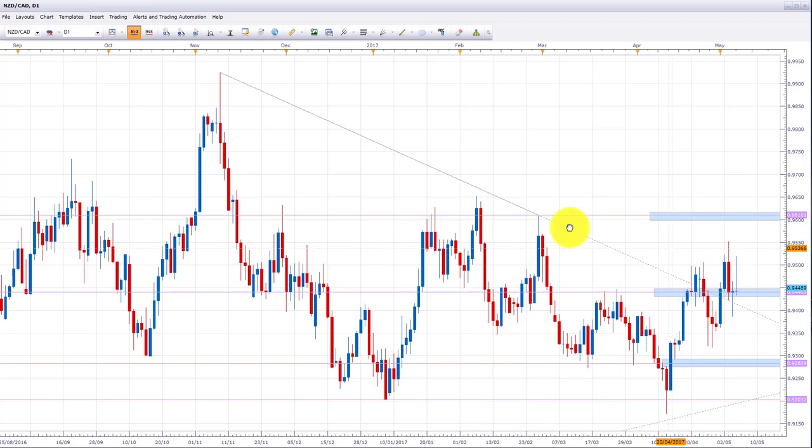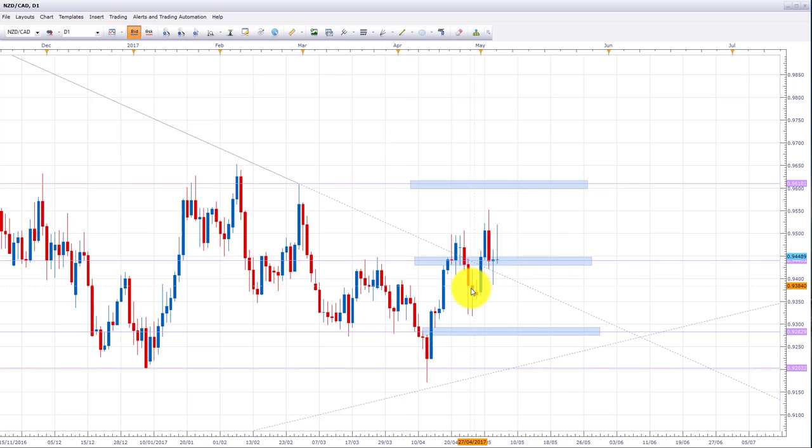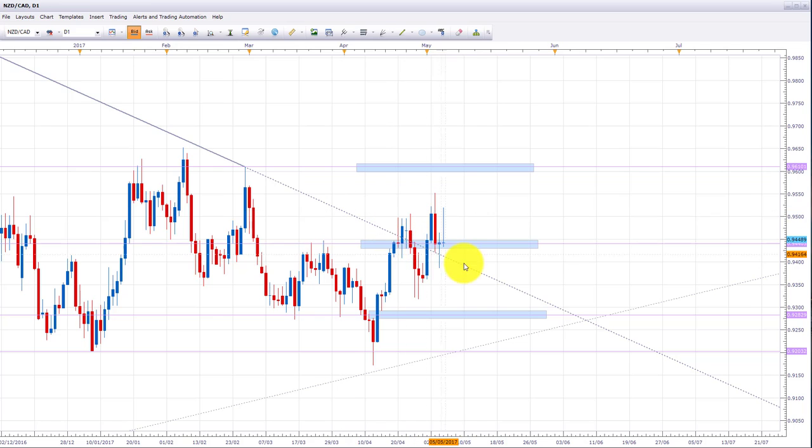New Zealand CAD. New Zealand CAD has been a little bit troubled ever since it broke out of this major wedge top. It did bounce here, pulled back, and it broke up. It has broken out of this wedge now, and it has pulled back to this area of support.